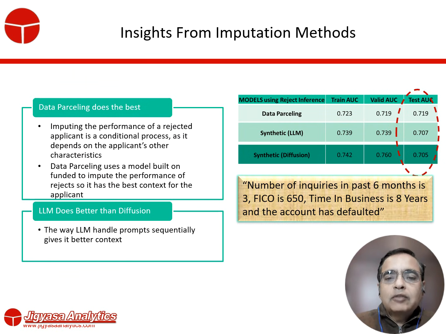Because large language model would sequentially process this prompt, it would get a better sense of conditionality and do a better job. And another thing which we cannot discount is large language models always leverage domain knowledge. And because of that, we feel large language models doing a little better job than diffusion models in this case.